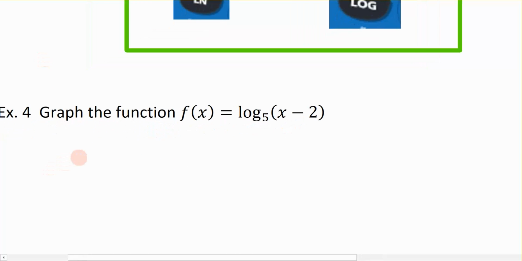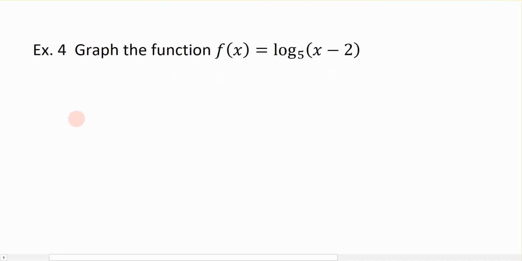Now, how do I graph my log function? It's about as easy as it was when we did our exponential functions. There's not a lot to it, but let's go ahead and practice this one example right here. And we're going to do it using translations like we did in exponential functions. So I have log base 5 of x minus 2.